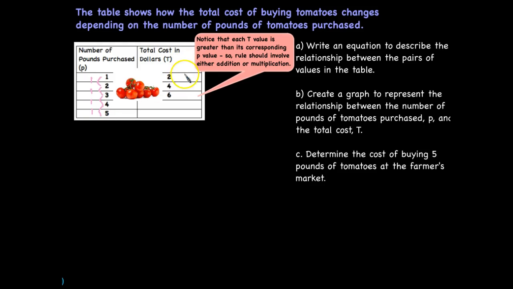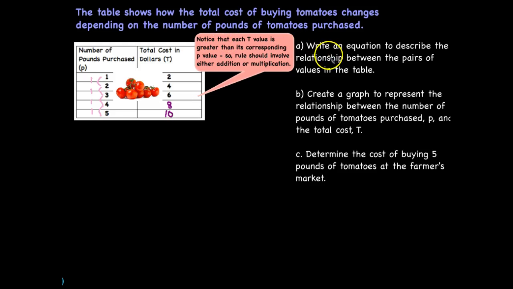Then we have total cost in dollars. It's $2 for 1 pound, $4 for 2 pounds, $6 for 3 pounds, and what would you predict would be next? If you're looking at the pattern, because everything goes up by the same increment on each side, we would probably predict that this figure would be $8 and this one would then be $10.